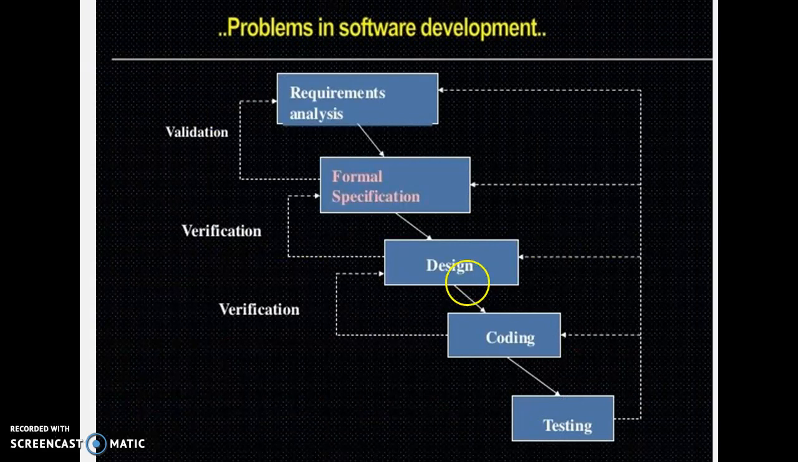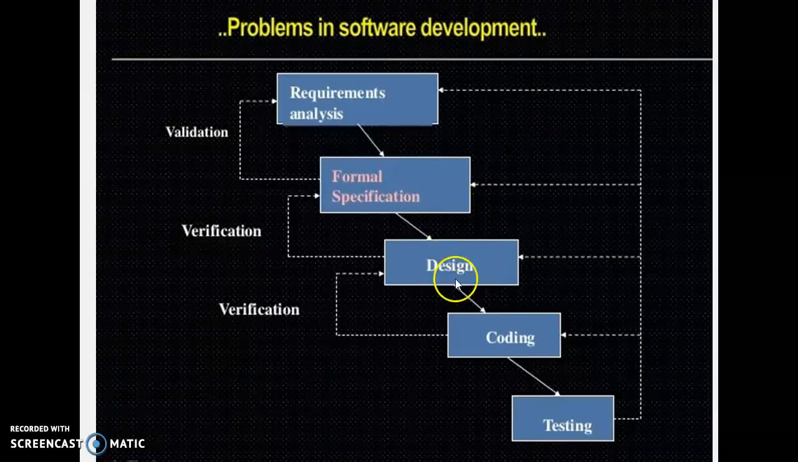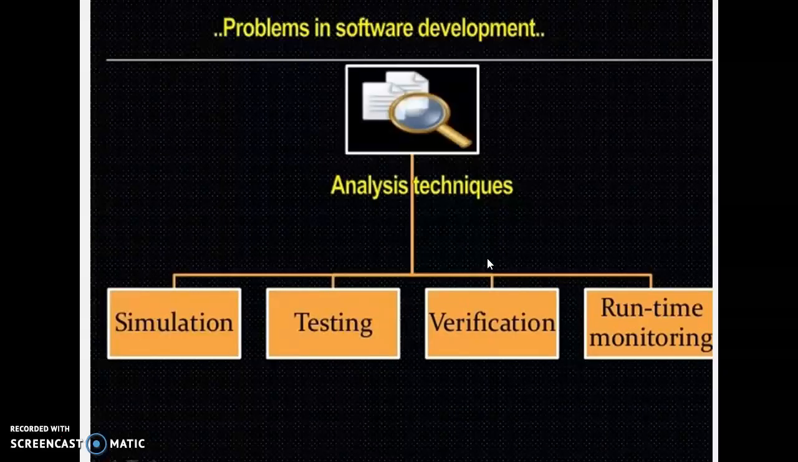This is the diagram. We are observing the problems that happen in software development. Under analysis techniques, we have simulation, testing, verification, and runtime monitoring. Let us know about simulation. Simulation means constructing a model of an existing system to be studied or a system to be built and then executing actions allowed in this model. The model can be a physical entity, for example a scale clay model, or a computer representation.